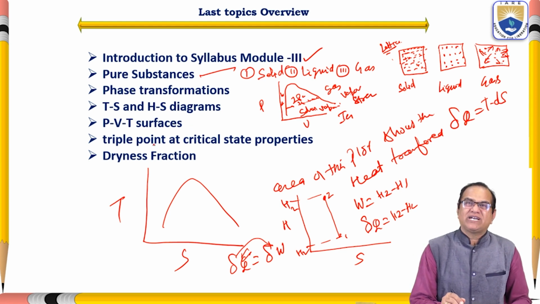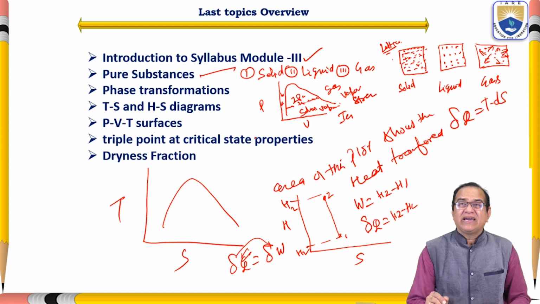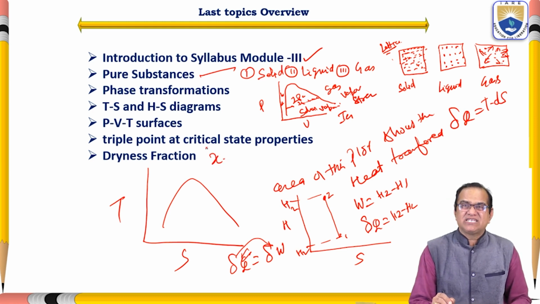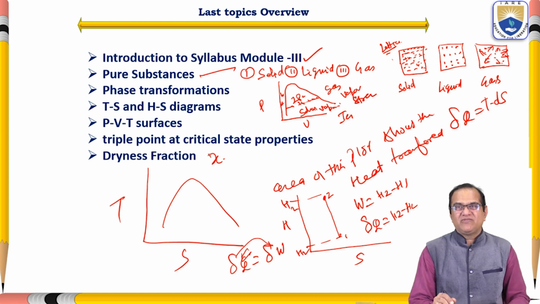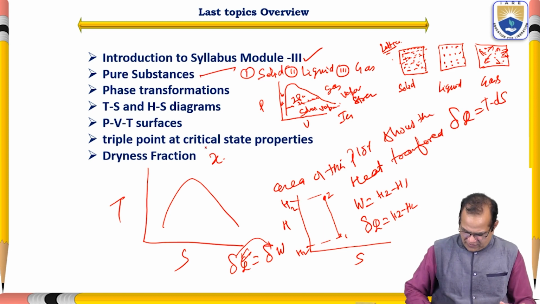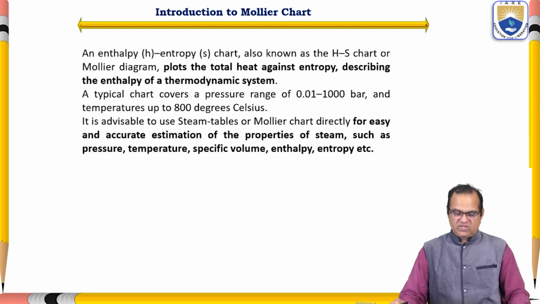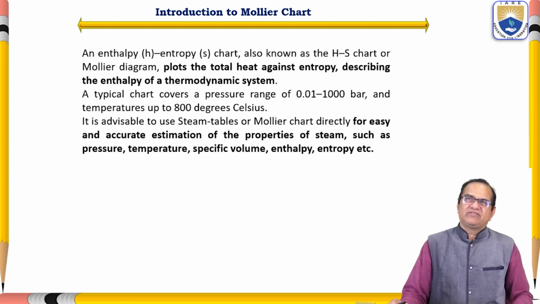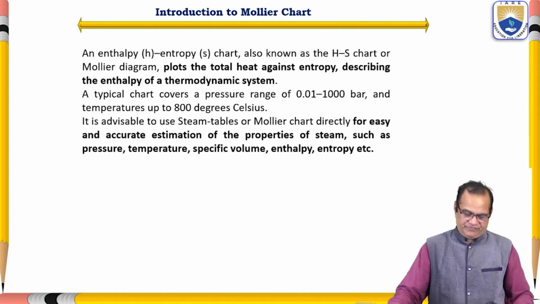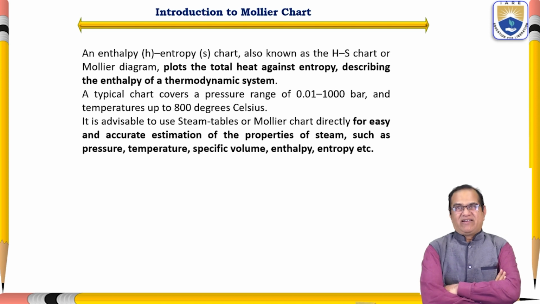We have also found the triple point, critical state properties and dryness fraction x, and these things we have already seen in my previous lecture. So now I will go to the next very important thing, the Mollier chart or the HS diagram.